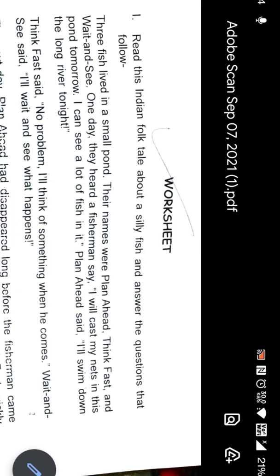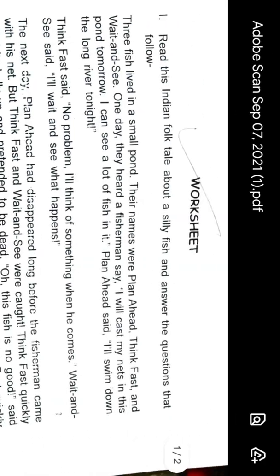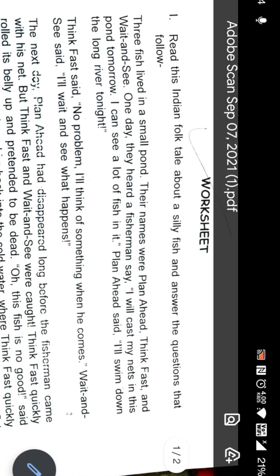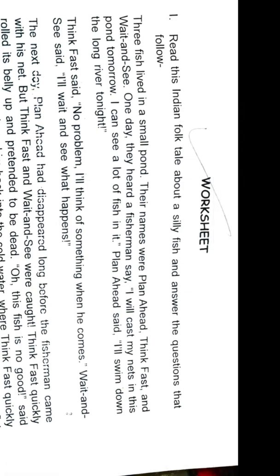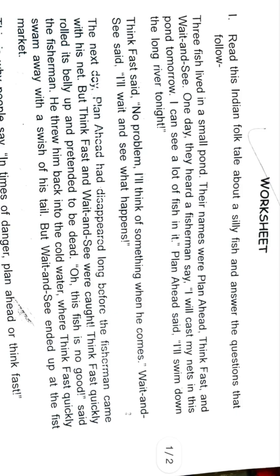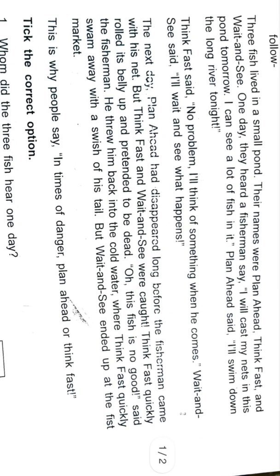Now, like I said, we are going to discuss one comprehension passage which is given to us in our English assignment folder on page number 53. Okay, so open your English assignment folder, come to page number 53. So we have been given one comprehension passage which we are going to read carefully first, and then we are going to discuss the questions given to us on the basis of this passage.